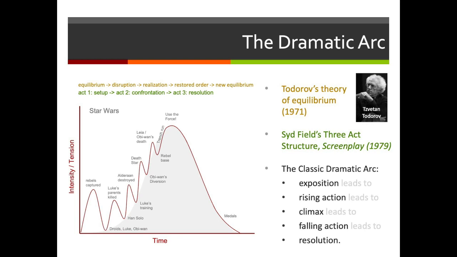Again, a lull during Luke's training, then the first scene with the Death Star, Obi-Wan's diversion, Obi-Wan's death and freeing Leia, back to the rebel base for our last pause before the final trench run and the climactic moment: use the Force, shoot those torpedoes down the exhaust port, before we get to the resolution and the brief medal scene at the end.